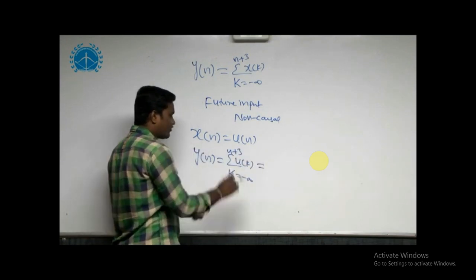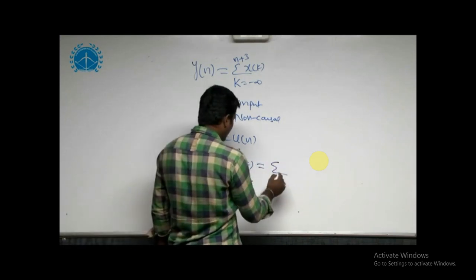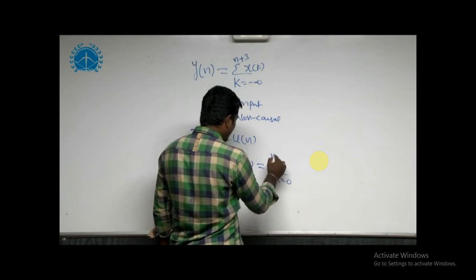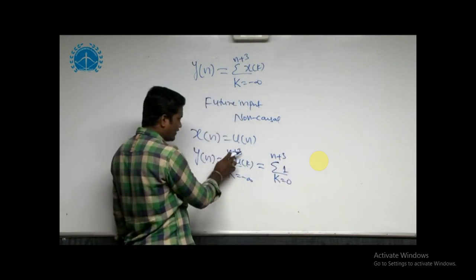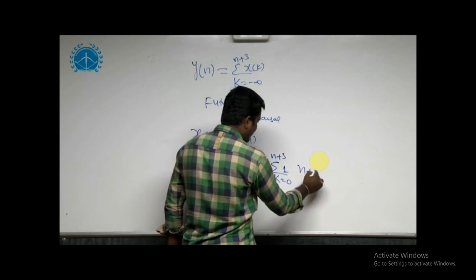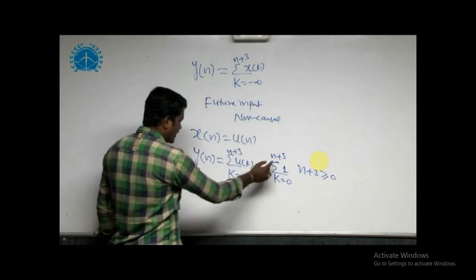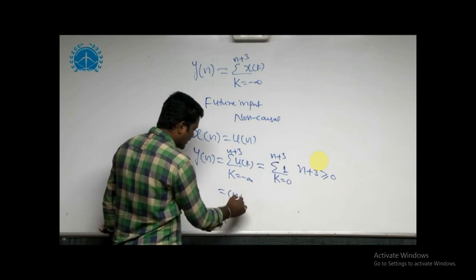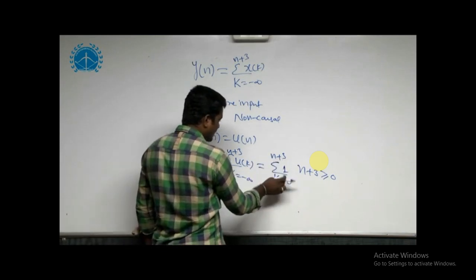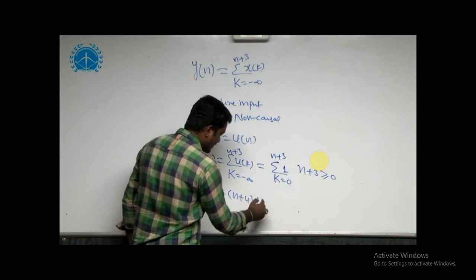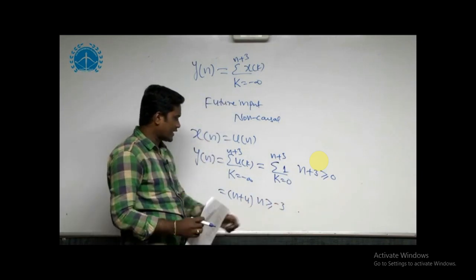So u of k, you know the definition, 1 for k greater than or equal to 0. So the summation from k equals 0 to n plus 3 of 1. This is possible only when n plus 3 is greater than or equal to 0. Now if you solve this summation, you get upper limit minus lower limit plus 1, n plus 3 minus 0 plus 1 is n plus 4. This is for n greater than or equal to minus 3. So this is existing for n greater than or equal to minus 3.